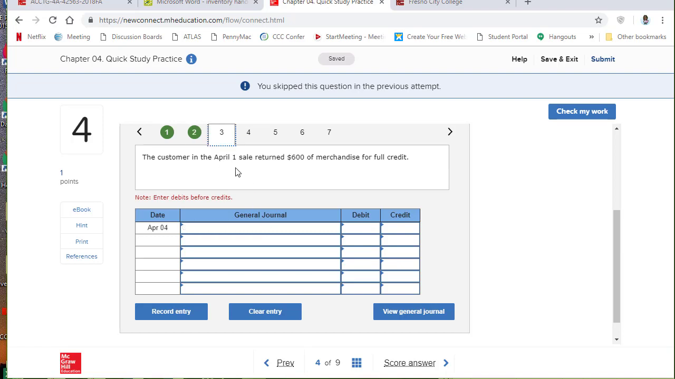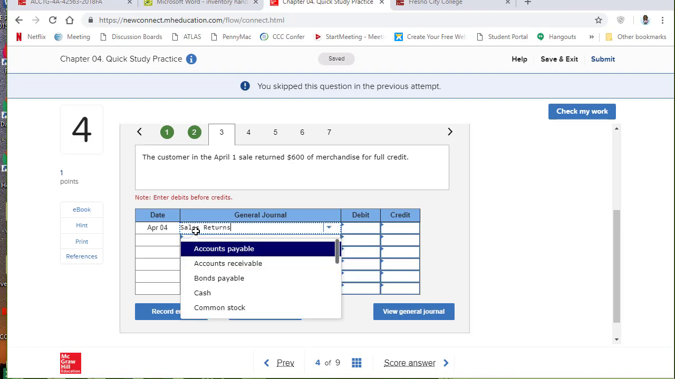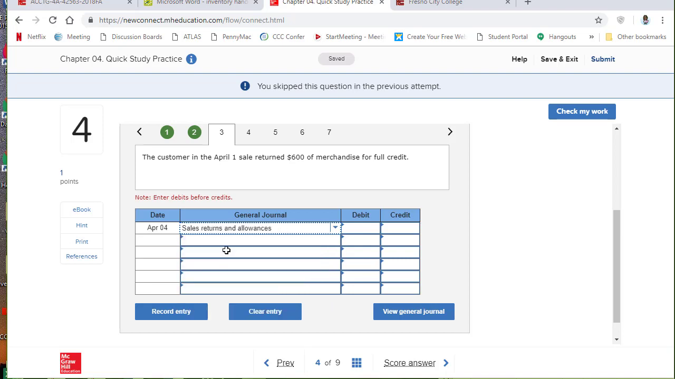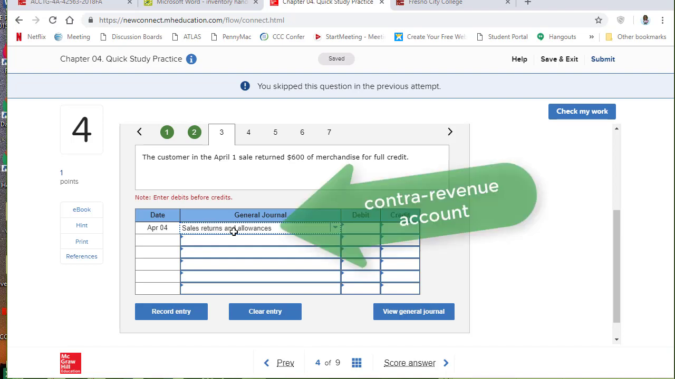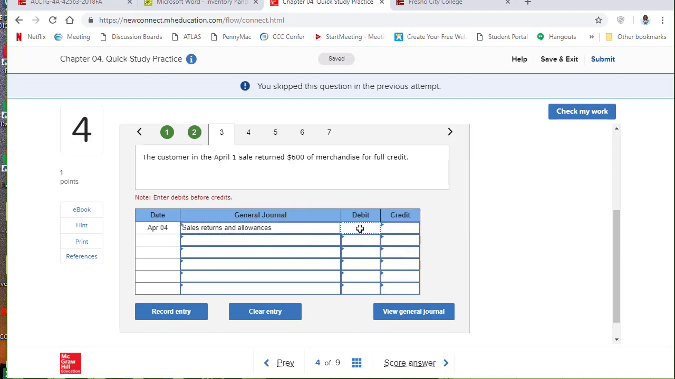Next one, the customer on April 1st returned $600 of merchandise for full credit. So they return what they bought previously, about 3 days later. With a perpetual system, you're going to use the account sales returns and allowances. This is a contra revenue account. Normal balance is debit because it's offsetting, the opposite of the sales account. The reason we do not debit the sales account is that companies like to keep a record of how much they're getting in returns and adjustments. By using this, we can identify the amount of returns or allowances given to our customers.